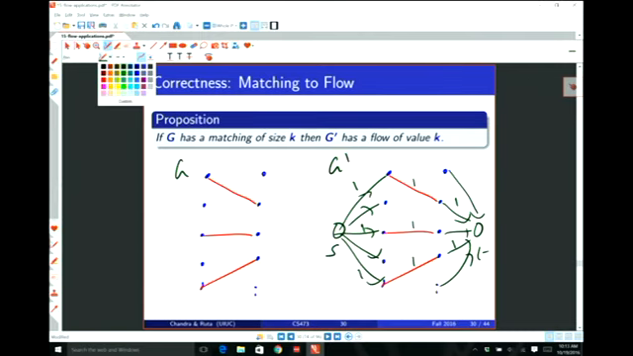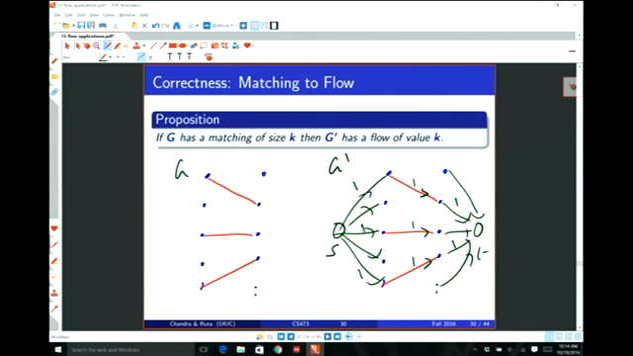Okay. These edges are now directed in G prime. I'm going to put flow of value 1 on each of those, and 1 on all the arcs coming from the source to the left endpoint of each matching edge, and 1 on the edge going from the right endpoint of that matching edge to the sink, and 0 on all the other edges.